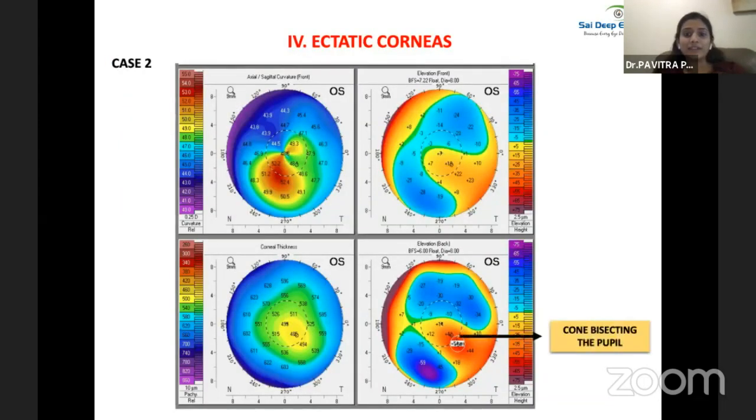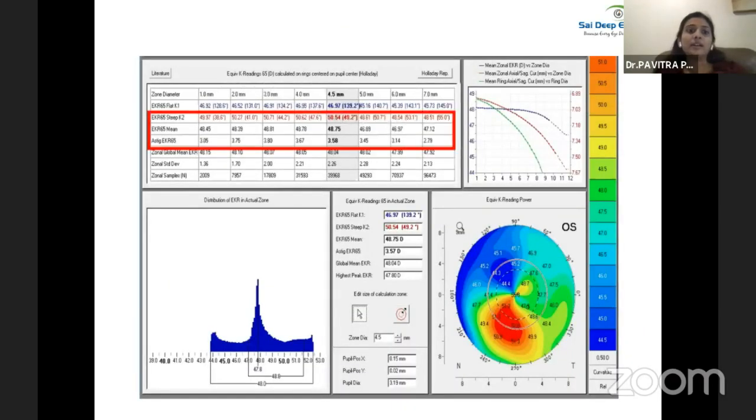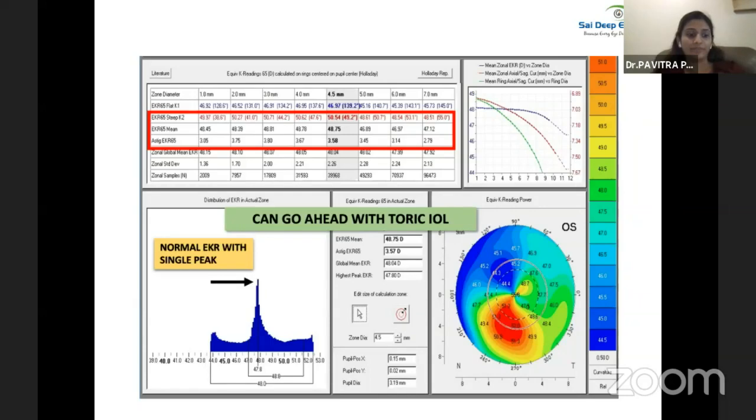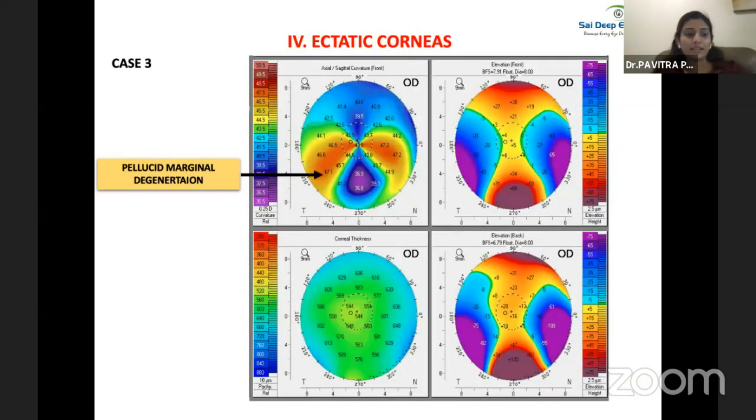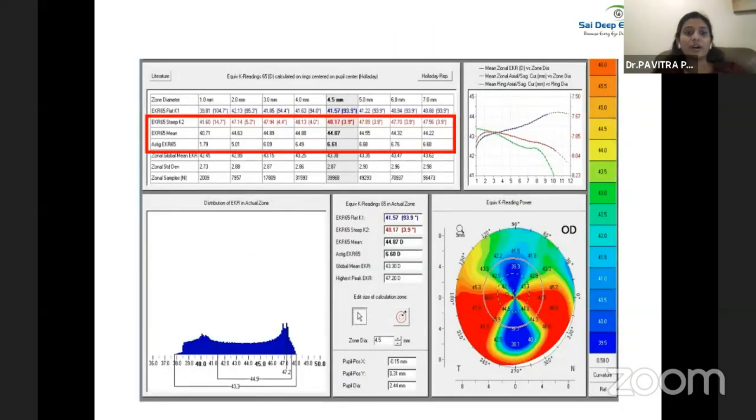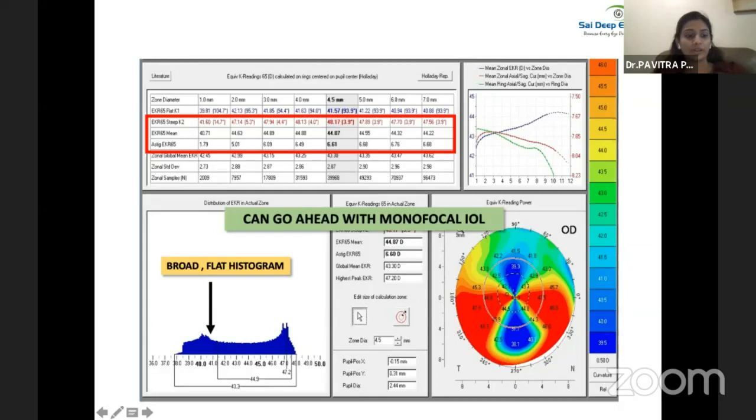And this is another case where we have a cone bisecting the pupil, basically a central cone, with a difference of less than 1.2 diopters in the EKR 65 mean and less than 10 degrees in the astigmatism. Also, we have a single peak here, which is therefore an ideal case for toric IOL implantation. This is a case of pellucid marginal degeneration; again, because of the widely skewed histogram and the difference not being within normal limits, this cannot be an ideal case for toric IOLs.